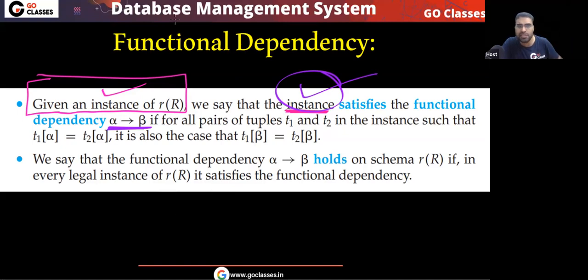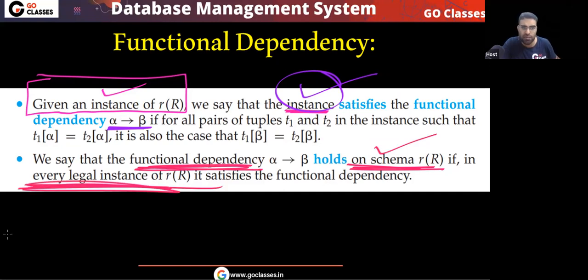When can I say the schema will satisfy the dependency? The schema will satisfy it if all instances satisfy it. Do you agree with me? This functional dependency will be satisfied by the schema if all instances satisfy this functional dependency. I hope this point is clear.